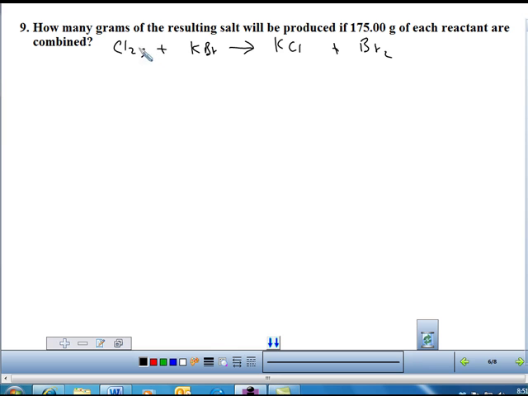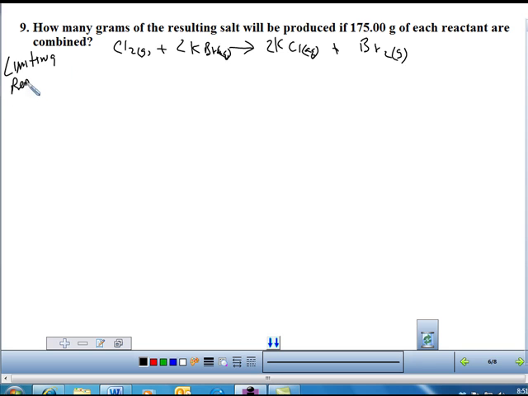The resulting salt, somebody? What is the resulting salt in this case? Potassium chloride, okay? Now, 175 grams of each reactant. So what do we have here? We have a limiting reactant question, okay?